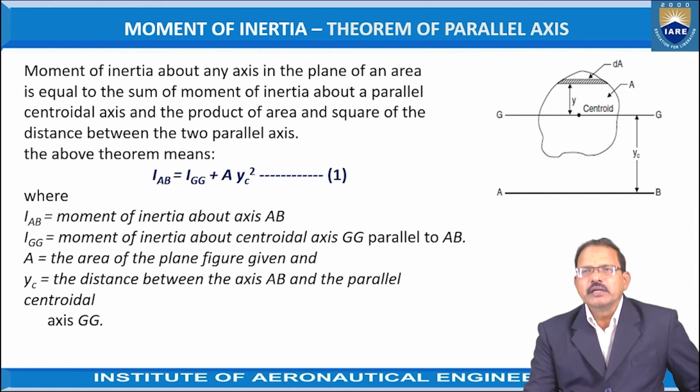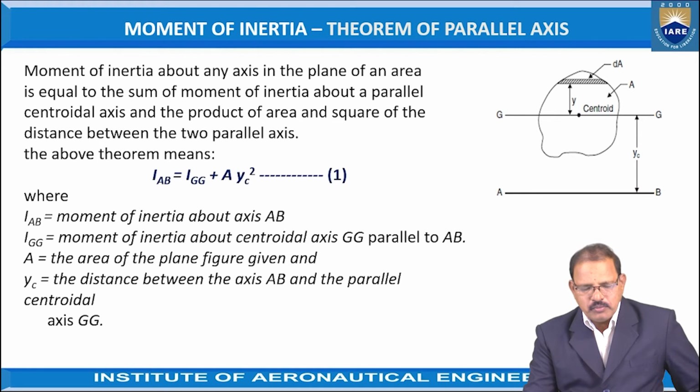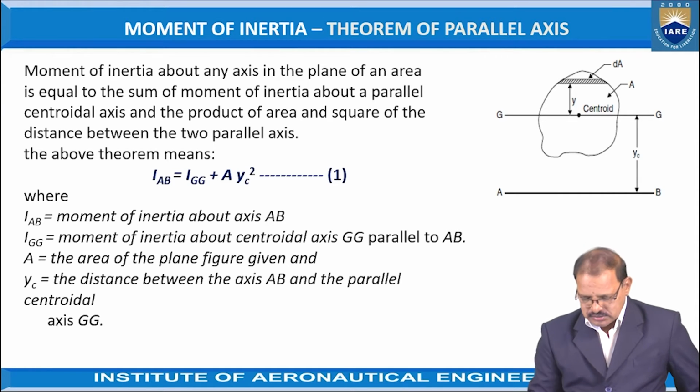Where IAB is representing the moment of inertia of the plane area about axis AB. IGG is representing the moment of inertia of the plane area about its central axis GG, which is parallel to AB. A is representing the area of the plane figure, and YC is representing the distance between the reference line AB and the central axis GG, which are parallel to each other.